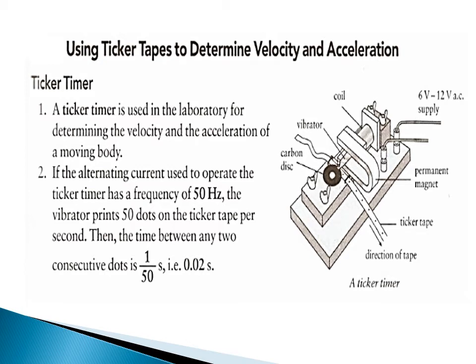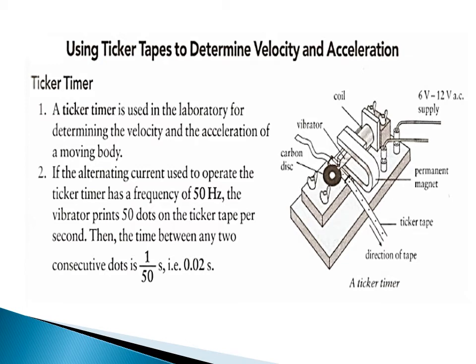First of all, you have to get to know what is ticker timer. Okay, ticker tape and ticker timer. First of all, you look at the diagram. The ticker timer, the whole thing is the ticker timer, which has the vibrator and carbon disc. That means every time it vibrates, it will produce a dot on the ticker tape. So you can see the strip there, the direction of the tape. That one is a ticker tape, and the other thing is a ticker timer.